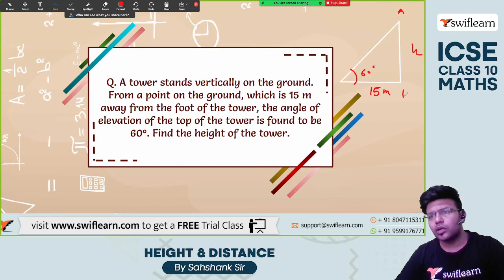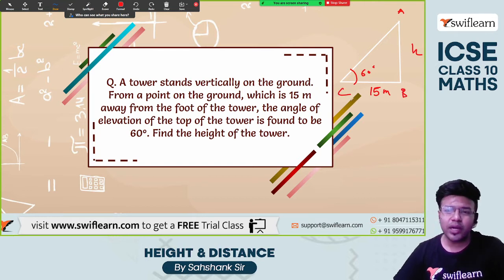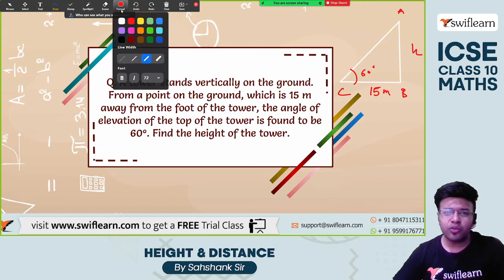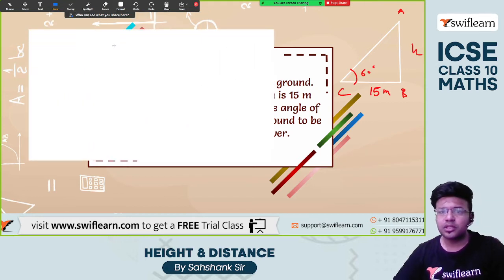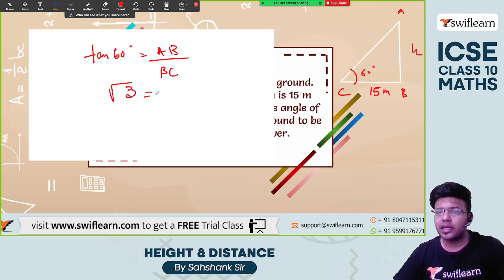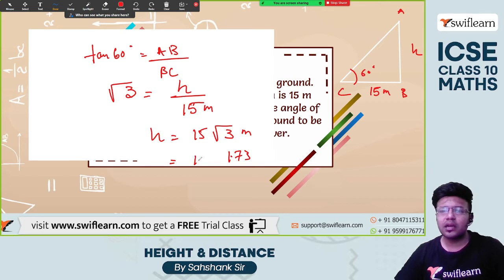Let AB equal H be the height of the tower. C is the point where we are standing, which is 15 meters away from the foot of the tower. From the diagram, you can say tan 60 is equal to perpendicular by base. Now, tan 60 is square root 3. AB is H, BC is 15 meters. So H is equal to 15 root 3 meters. Now the value of root 3 is 1.73, and if you multiply that with 15, you will get the height in decimals.